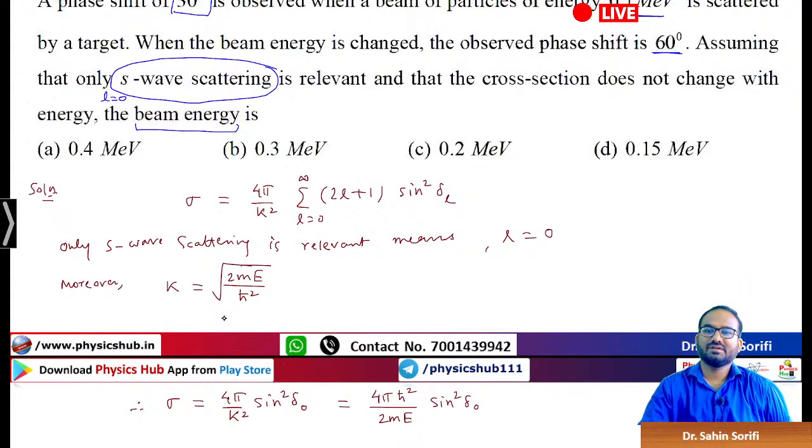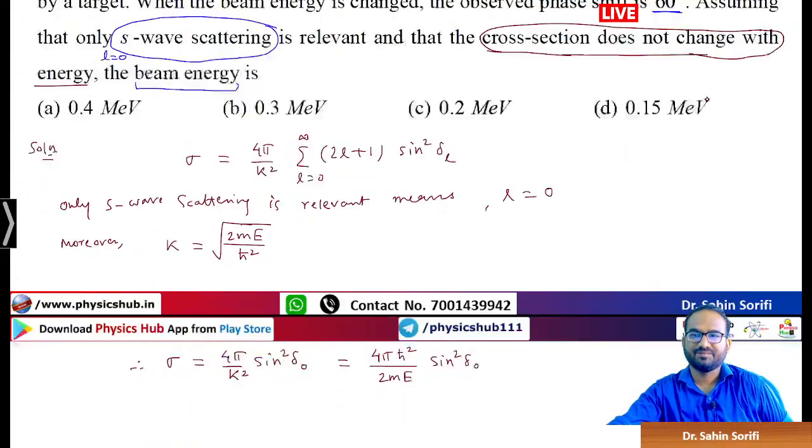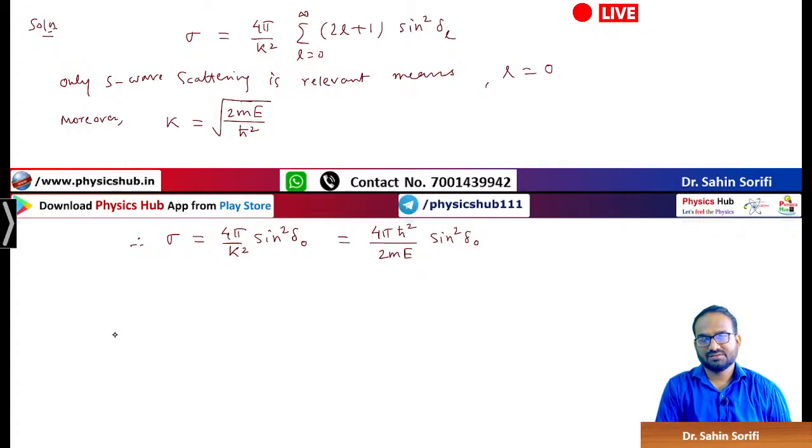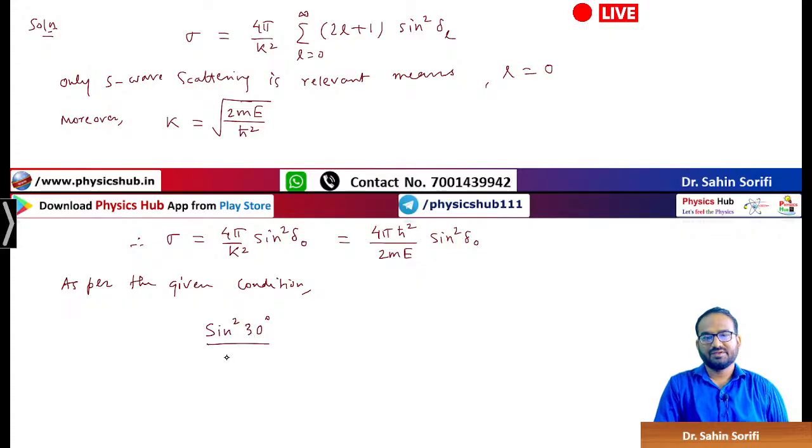Now you see, the cross section does not change with energy, so the cross section will remain the same. The cross section for the phase shift of 60 degrees is equal to the cross section for the phase shift of 30 degrees. So as per the given condition, 4 pi h cut square by 2m are all constants. So sin square delta 0 by E is constant actually. So sin square 30 degree divided by E, where E was 0.1 MeV, should be equal to sin square 60 degree divided by the energy. We do not know this energy, we need to find it out.